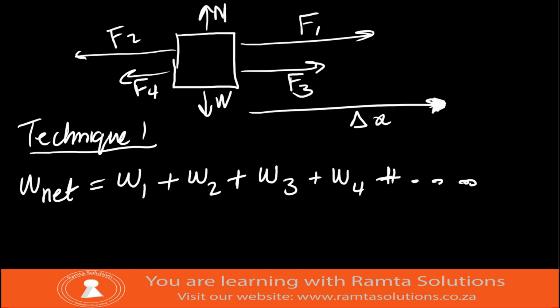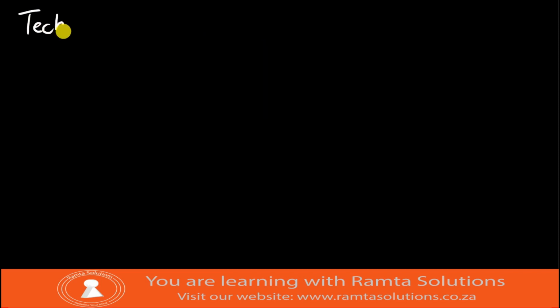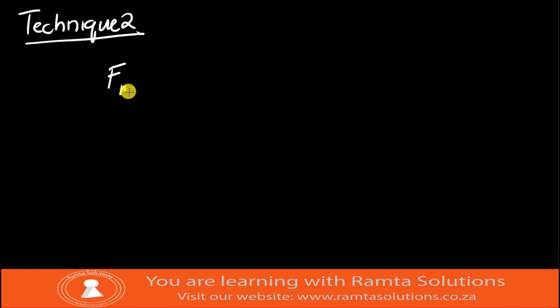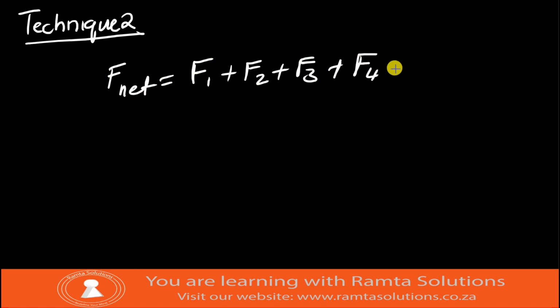Technique 2: you can find the net force acting on the object. Here's the object. What is the net force? Force 1, force 2, force 3, force 4, and so on. Because force is a vector quantity, you must first state which direction is positive. When you use this technique, state which direction is positive.